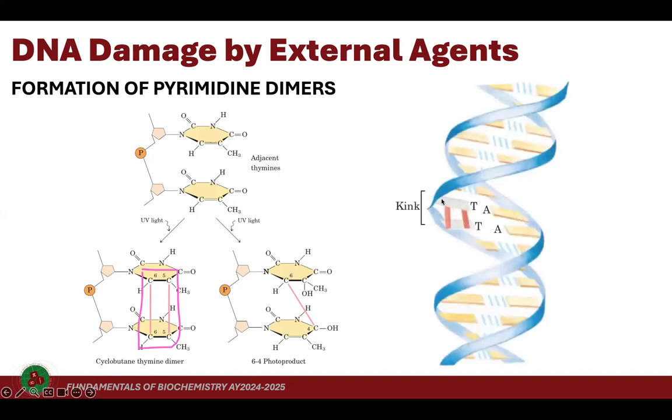Aside from the cyclobutane dimer, another consequence of exposure to UV light is the formation of a so-called 6,4 photoproduct. This is also a radicalic reaction, but instead of forming the cyclobutane dimer, what you form is a covalent bond between carbon 6 of one thymine and carbon 4 of the second thymine. This will also cause a kink in the physical structure of your DNA molecule.